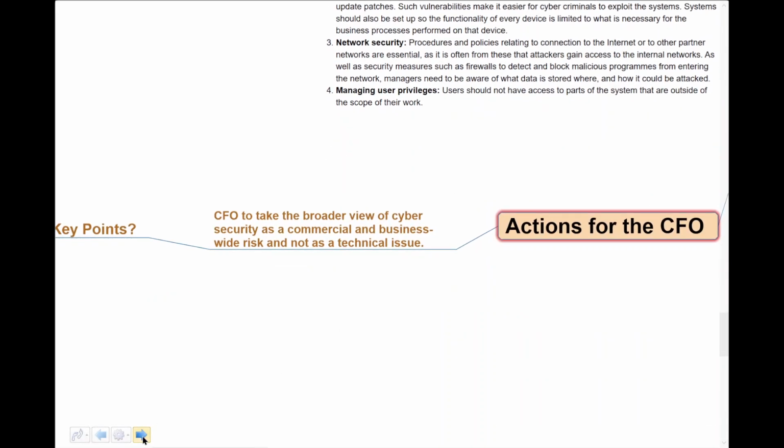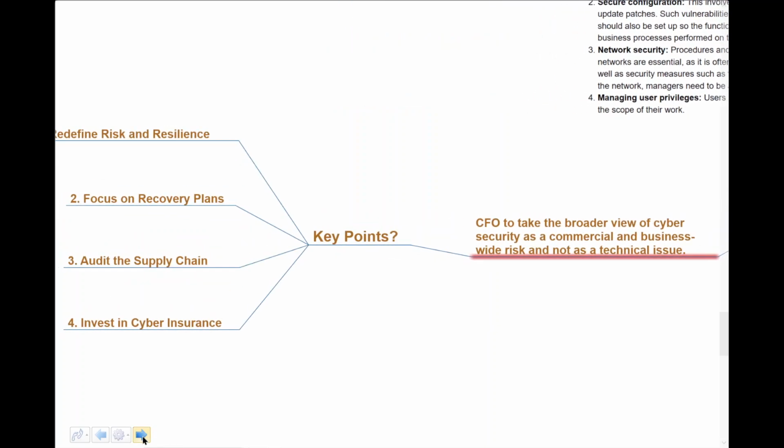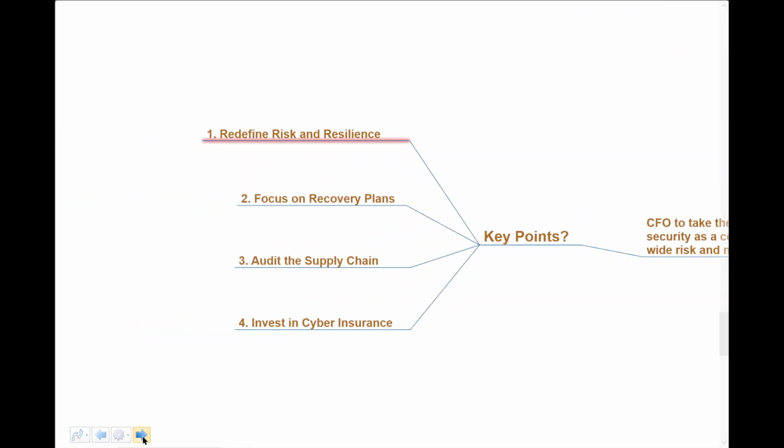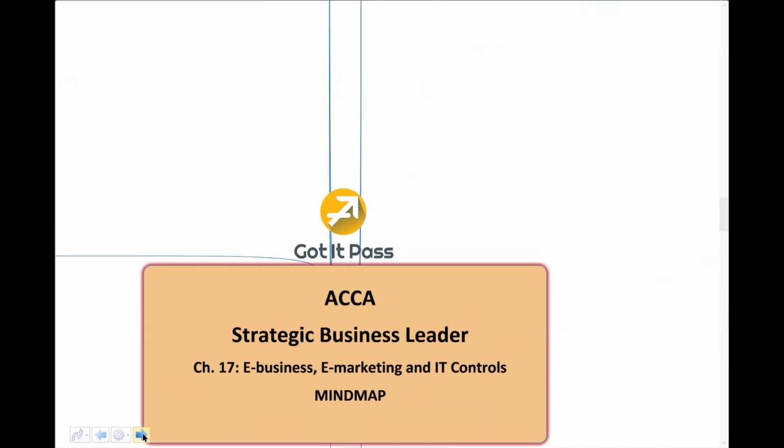So what should CFOs do? Well, certainly as we saw up top, they need to take this seriously. They need to take a broad view of IT and IS and the problems associated. It's not just technical, it's a major business problem. So, obviously redefining risk and being resilient, making sure that we have recovery plans, being careful, as we said up top, when we're linking into the supply chain, and certainly consideration of cyber insurance to cover ourselves.